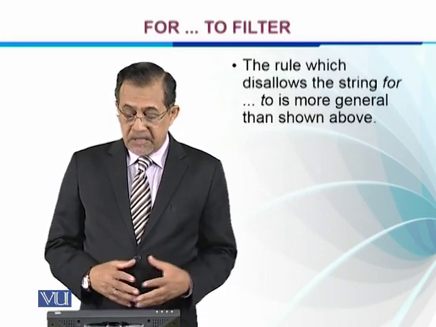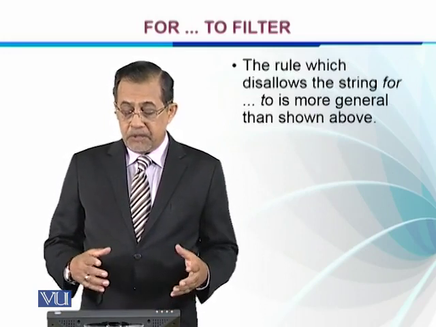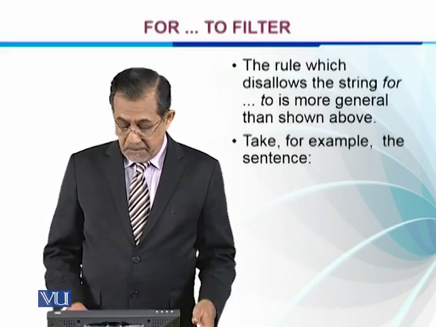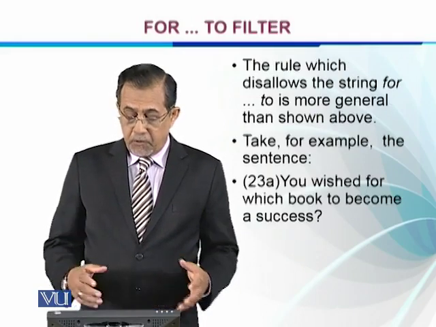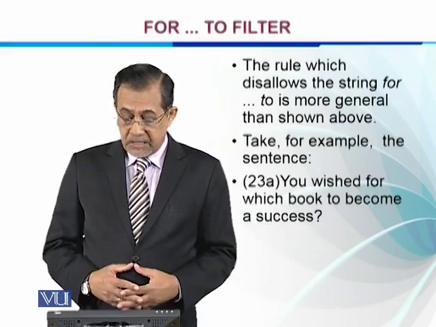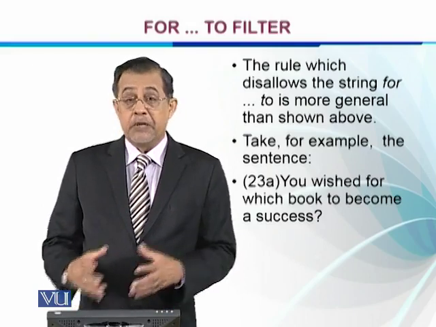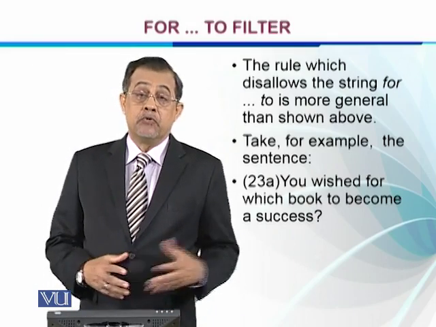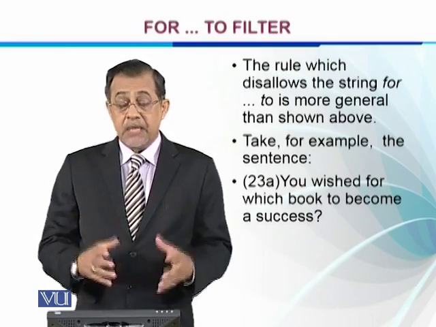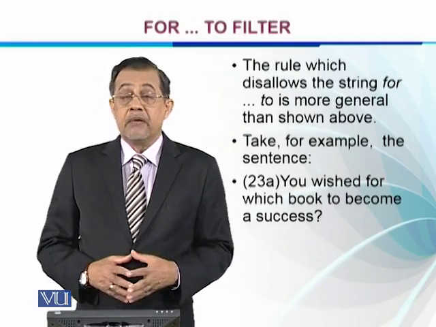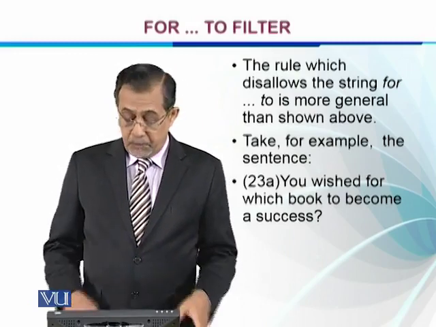So the rule which disallows the string for to is more general than shown above. Very common. Take for example the sentence, you wished for which book to become a success. Here we have which, WH. If we move which to the left side of the sentence, what is left is you wished for to become, right? So this sentence won't be possible.